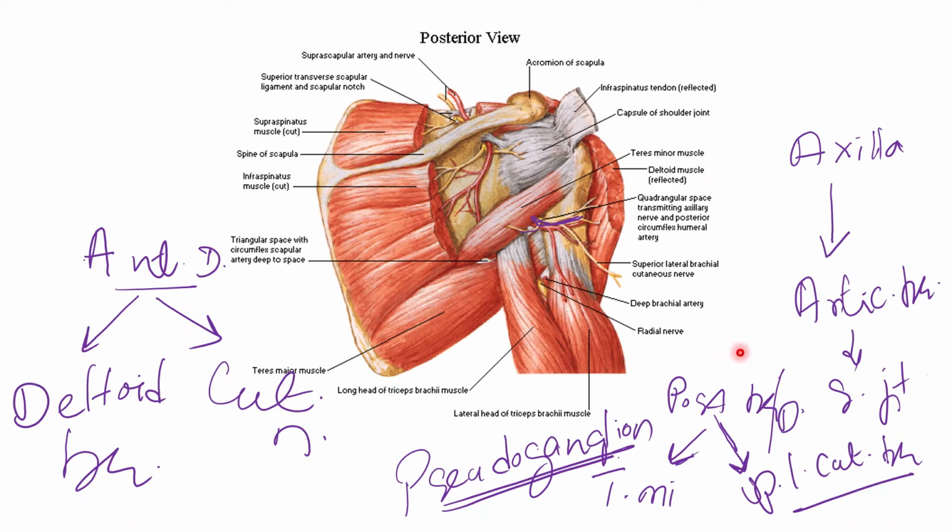The posterior division gives again two branches, that is the nerve to teres minor, which later forms the pseudoganglion. The same posterior division itself continues as the upper lateral cutaneous branch of the arm to supply the skin of the lower part of the arm. The anterior division ends by winding around the surgical neck of the humerus, supplying the joint and the muscle over it. So this is about the branches of the axillary nerve.